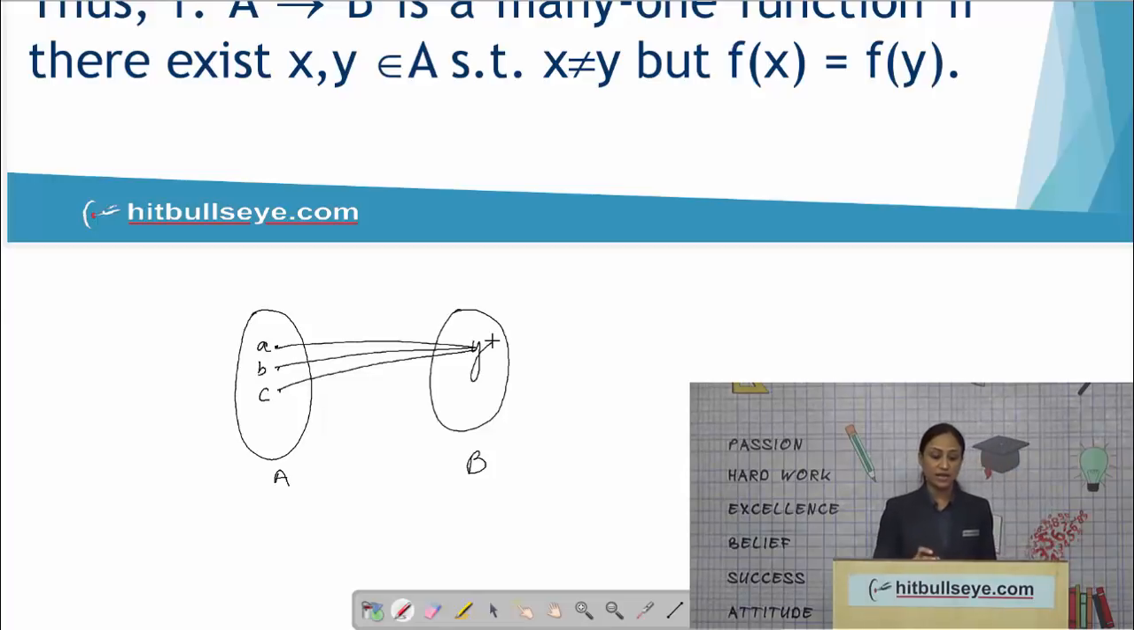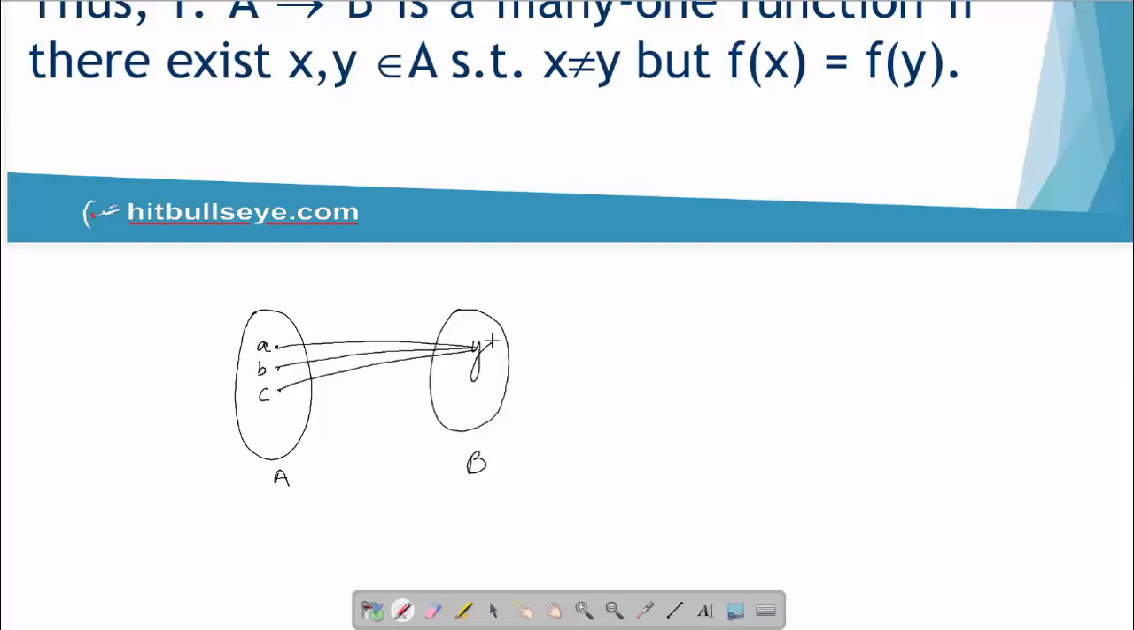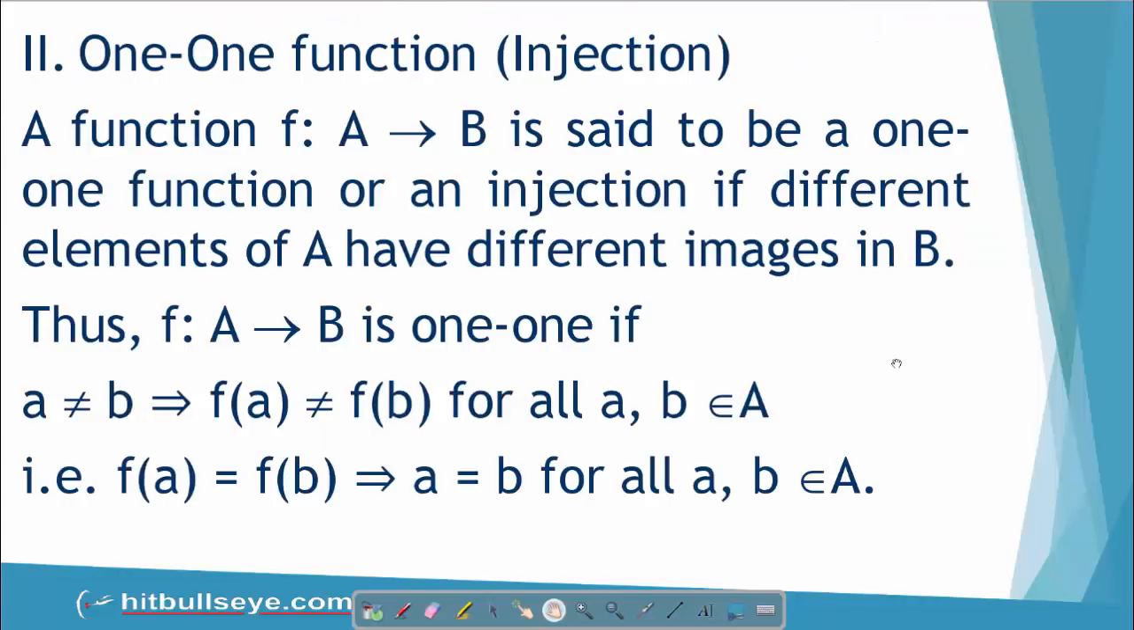So we can understand and remember this by saying that many elements of A are going and getting related to one element in B. The next one will be a 1-1 function. So we can simply understand that a function which is not many-one is in fact a 1-1 function. So a 1-1 function is basically the opposite of many-one.